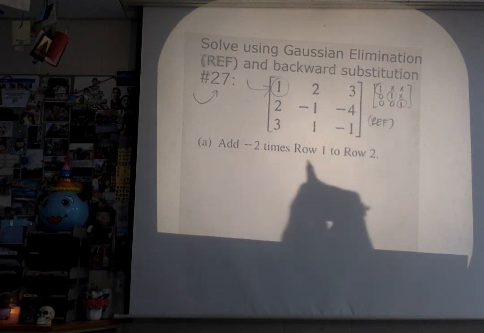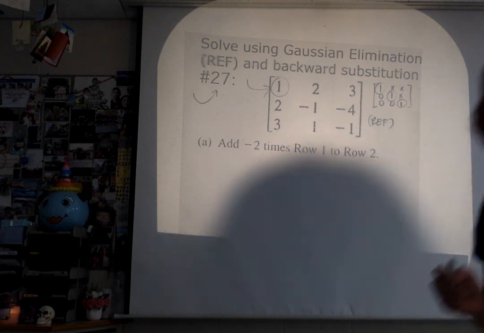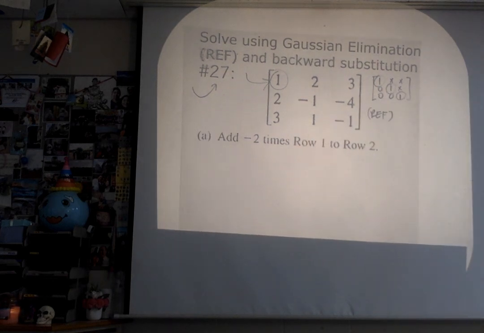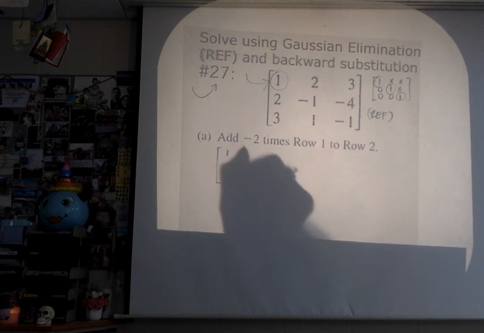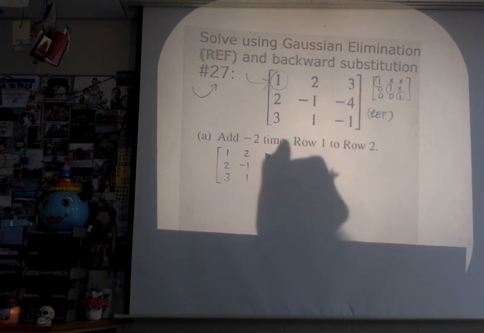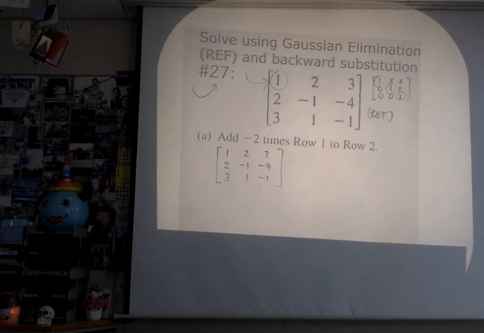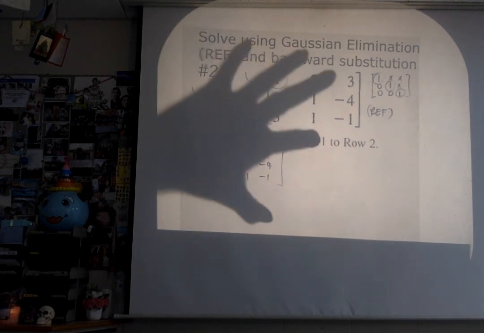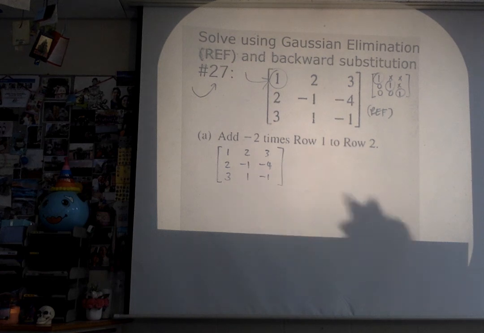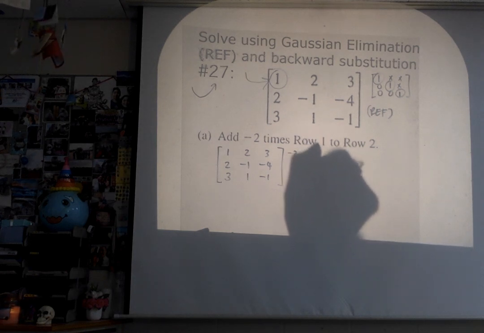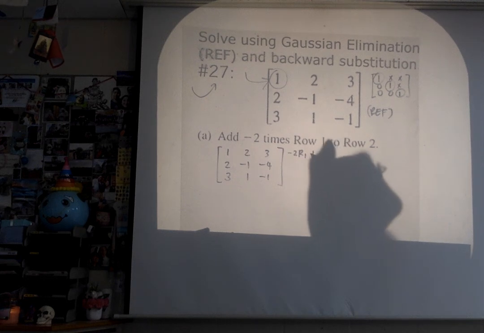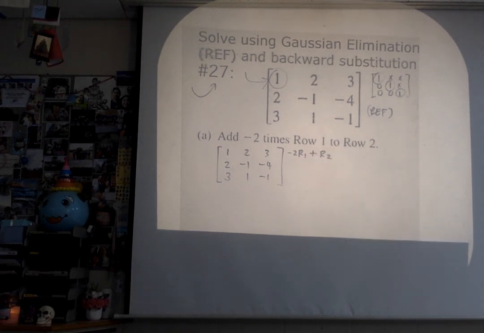Add -2 times row 1 to row 2. Are you following along? Okay? Add -2 times row 1 to row 2. What does that mean? So here's what we're going to do. I'm always going to write the actual problem. It says add -2 times row 1 to row 2. So here's what this means. Later, when you get better at this, you don't need to show me this kind of work, okay? But this is what it's saying: -2 times row 1 added to row 2. Okay, that's what that's saying.